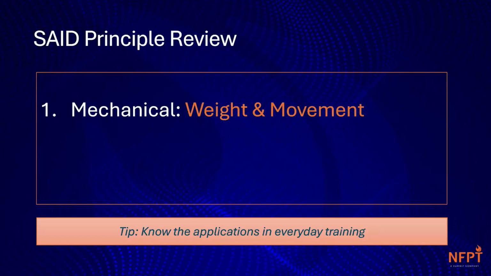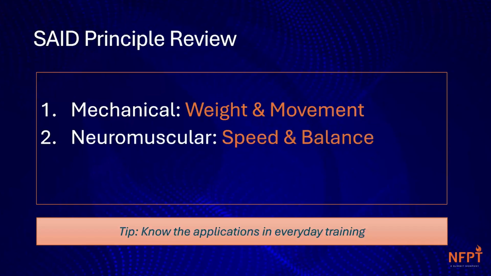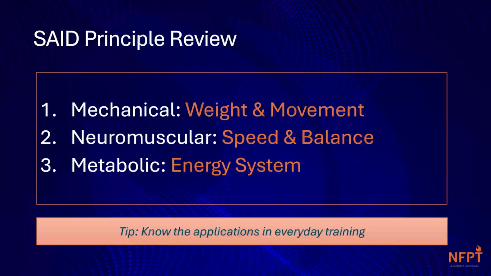There are 3 types of specificity. The first is mechanical. Mechanical specificity refers to the weight and the movement or the exercise selection that you have your clients doing. Then you've got neuromuscular specificity, which is all about the efficiency and the effectiveness of the neuromuscular system, the nervous and muscular system, to communicate in order to produce the right contractions at the right time. And then lastly, we have the metabolic specificity type, and that's where energy systems come into play. So, what energy system are we leveraging in order to complete the activity?